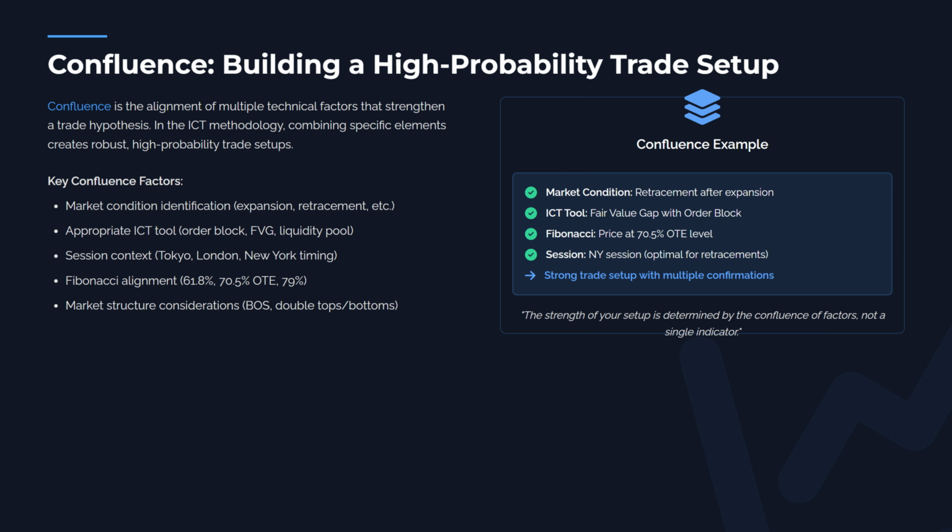Remember, in trading, patience pays. Don't take trades just because you're bored or eager to make money. Wait for confluence.